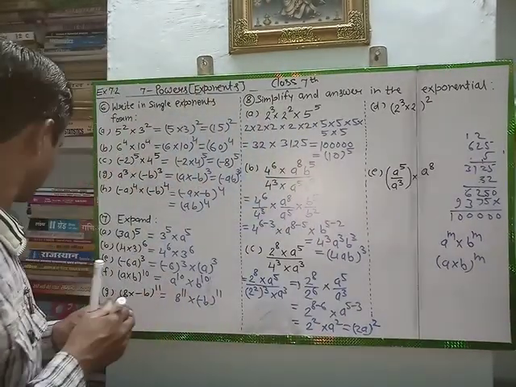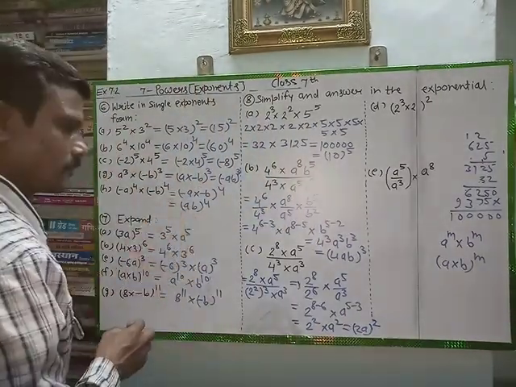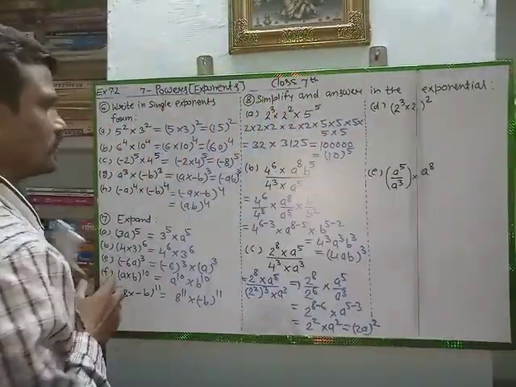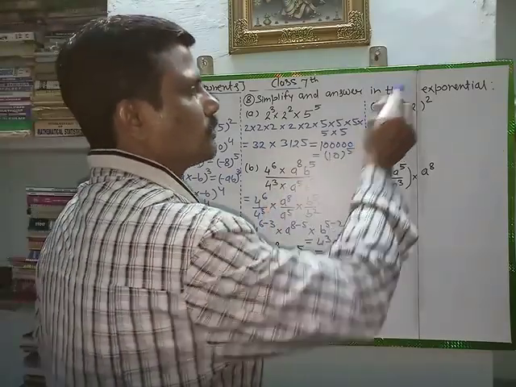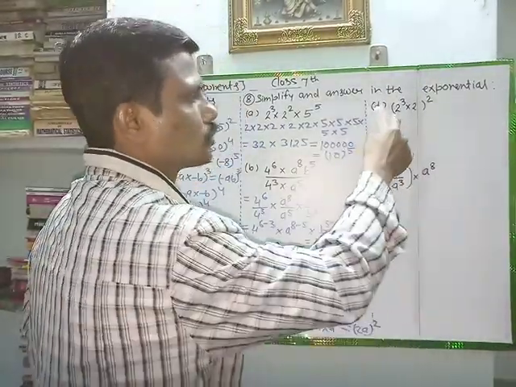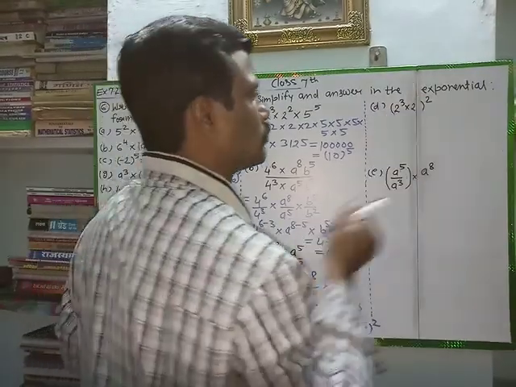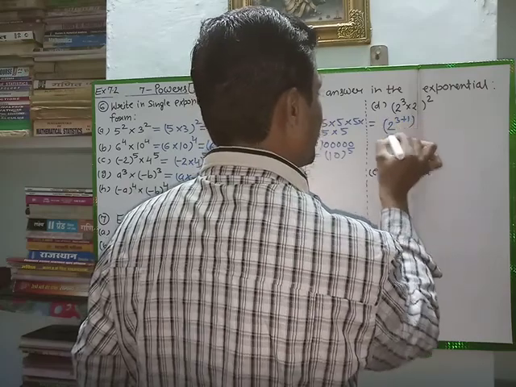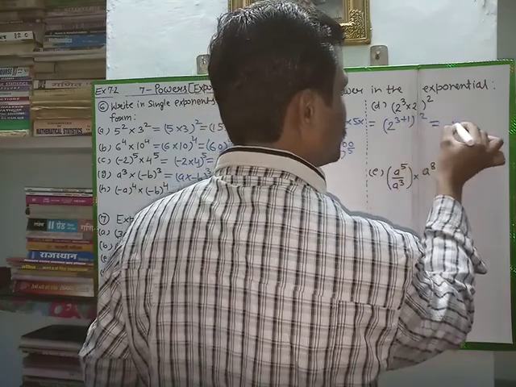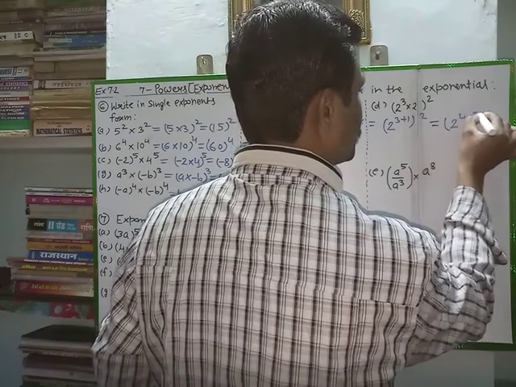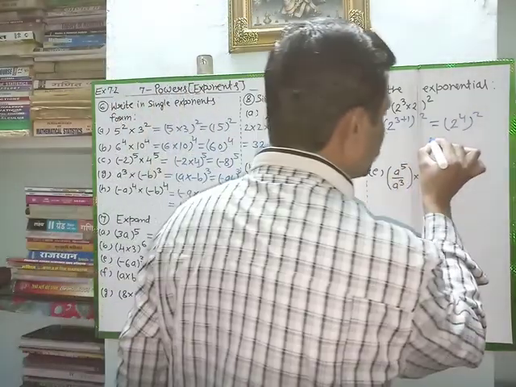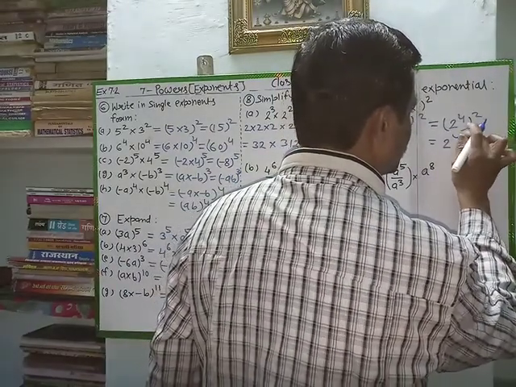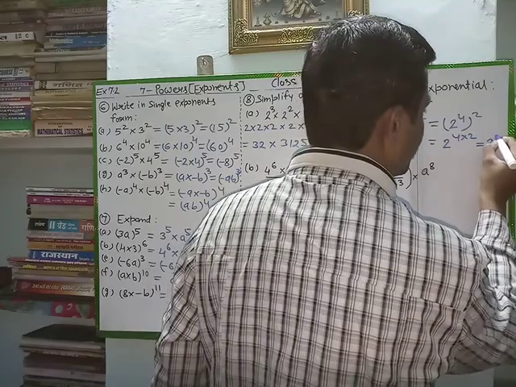Now next, question number D of the same question number 8. 2 to the power 3, 2 to the power 2, 2 to the power 2 and 2 to the power 1. This will become 2 to the power 3 plus 1, and the whole power 2 remains the same. Okay, 2 to the power 4 to the whole power 2. We can simplify this more. 2 to the power 4 cross 2 means 2 to the power 8. 2 to the power 8.